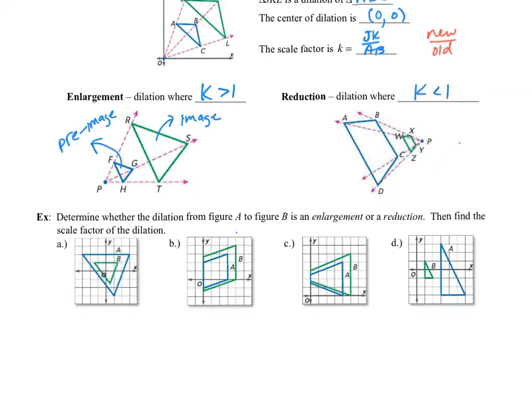So for example, let's go ahead and label this larger quadrilateral as the pre-image. And then the smaller one, let's call it the image. So again, if we were to take a ratio of a side of the image to a side of the pre-image, for example WZ over AD, you can see how that would be a ratio that's clearly less than 1. So an enlargement when the scale factor is bigger than 1, a reduction when the scale factor is less than 1. So let's take a look at these to determine whether the dilation from figure A to figure B is an enlargement or a reduction.